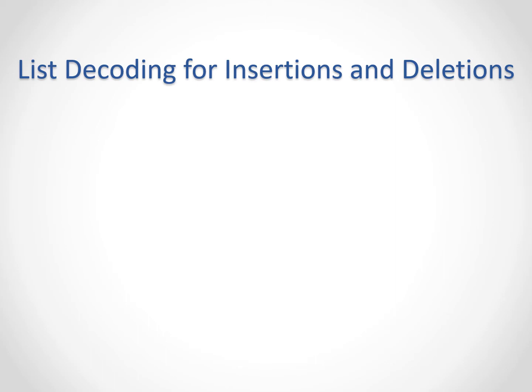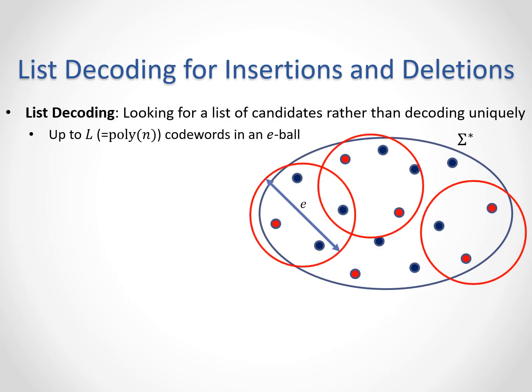In this work, we are focusing on list-decodable insertion-deletion codes. In the list decoding setting, instead of expecting the decoder to uniquely identify the communicated word, we want the decoder to produce a list of up to L code words that is guaranteed to contain the communicated word. That would essentially translate into having no more than L code words in any ball of certain radius E.